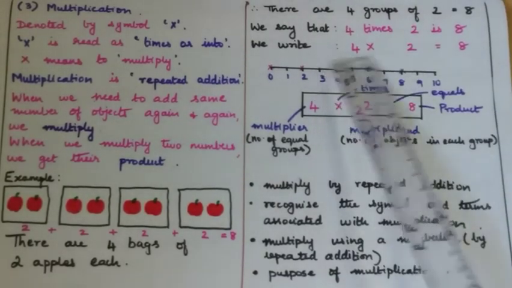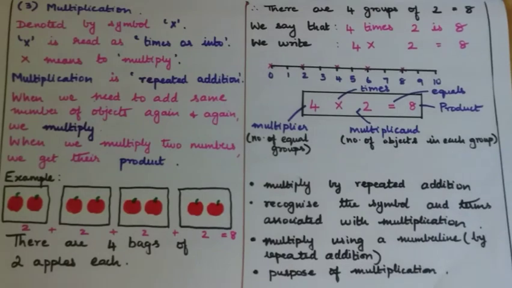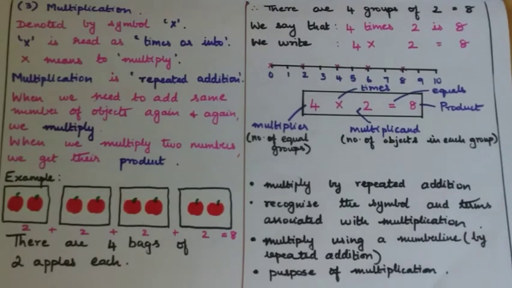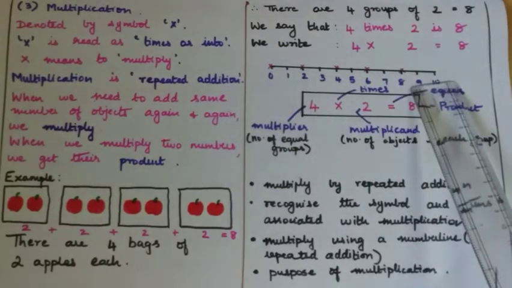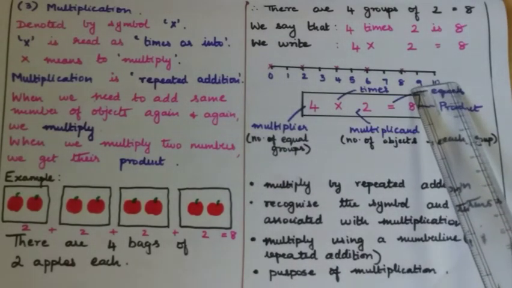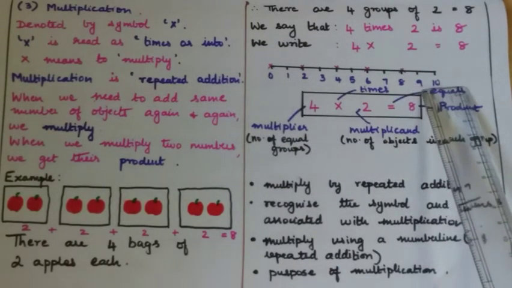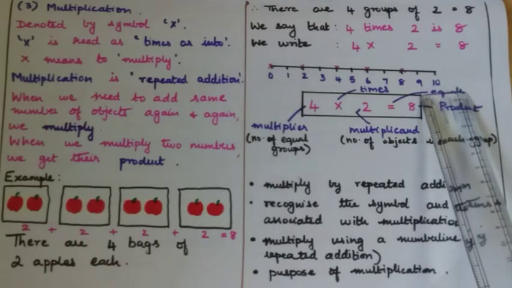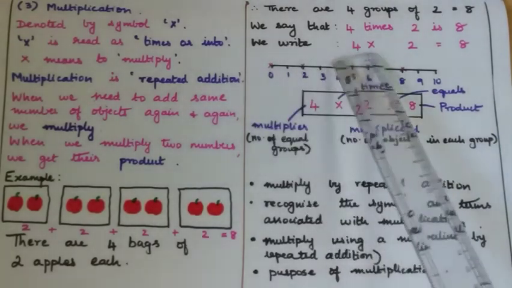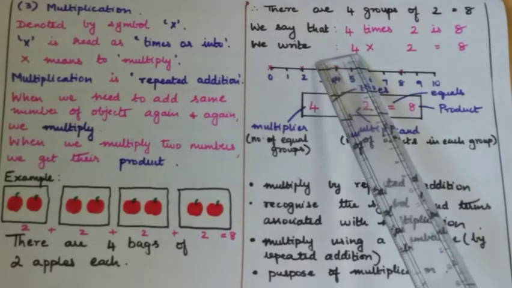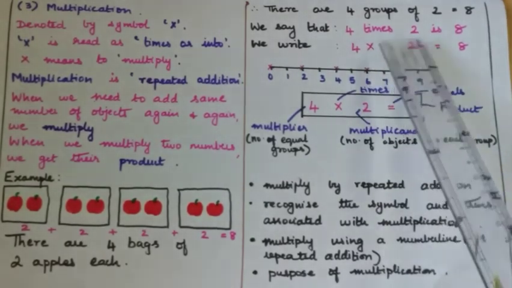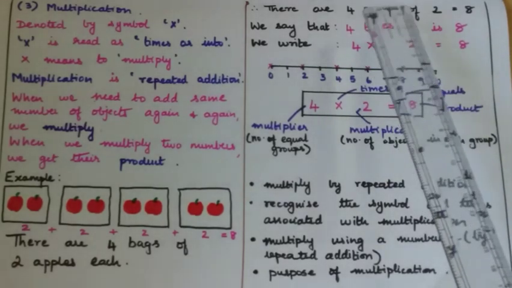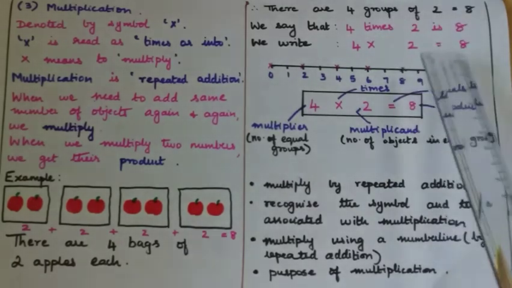Now I will tell you how to perform multiplication on a number line by using the concept of repeated addition and skip counting, which will also create an idea of how tables are framed. If you wish to know about skip counting in detail, I have already shared a video about it. Please do check it. I have provided the link in the description box.